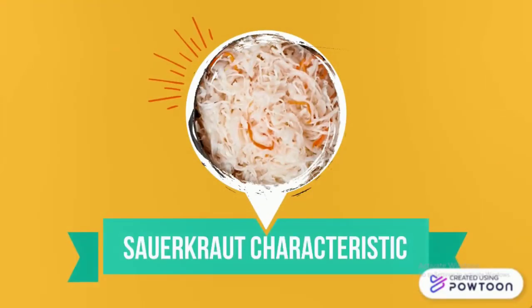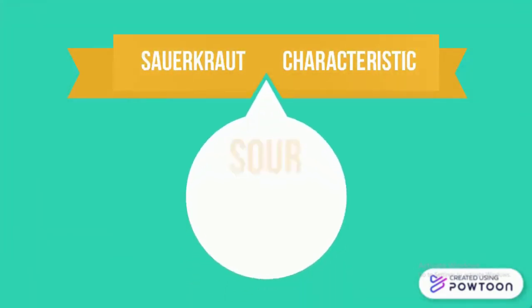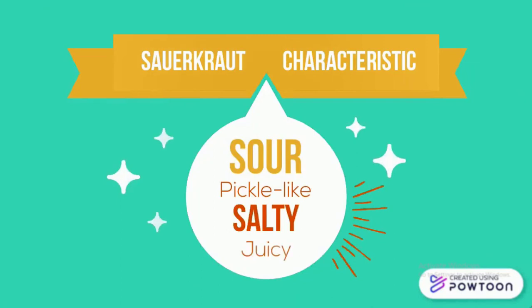The first topic is about sauerkraut characteristics. It tastes sour and pickle-like due to the fermentation of lactic acid bacteria. Its salty and juicy taste comes from salt that is used as an ingredient to make the optimum condition for fermentation.